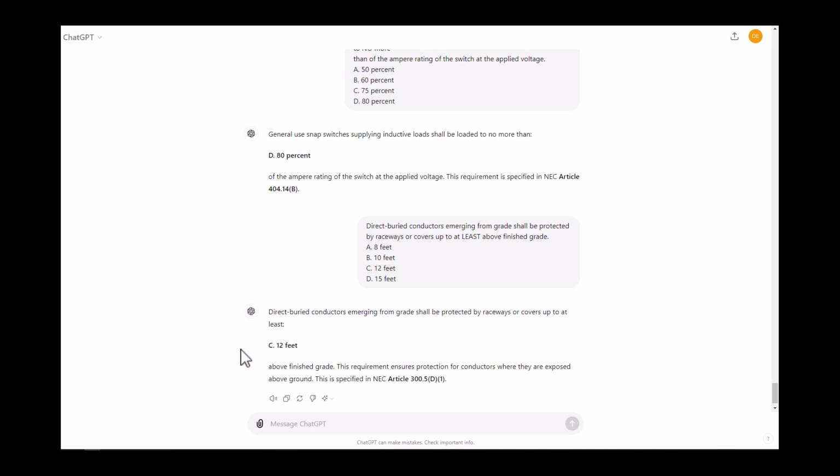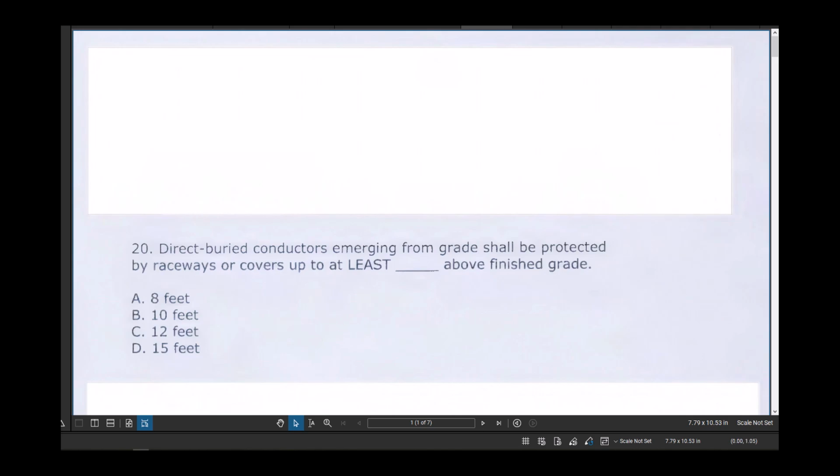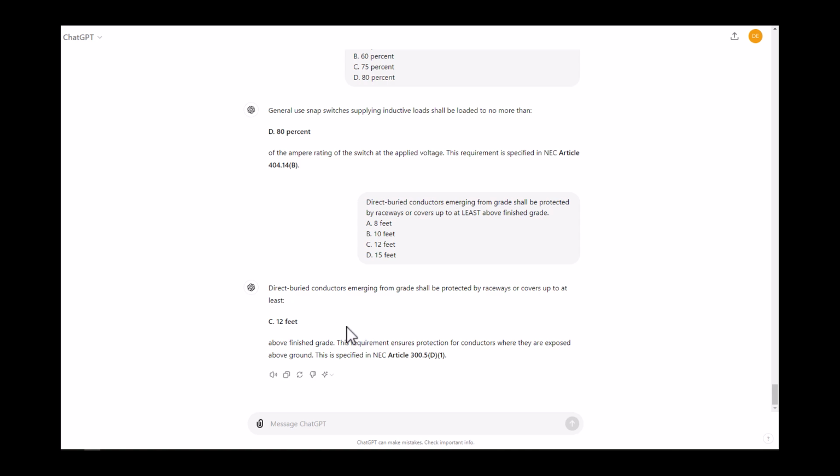Here it says 12 feet. Based on this article, we know this is wrong because we already read 8 feet. And here it refers us to 300.5 D1, which, if I go back again to 300.5 D1, there is nothing here for 12 inch, just 8 inch and 18 inch, so this answer is definitely wrong and needs a correction here.